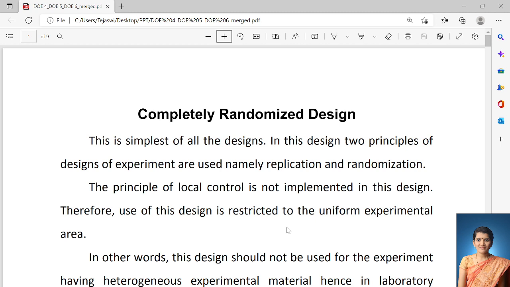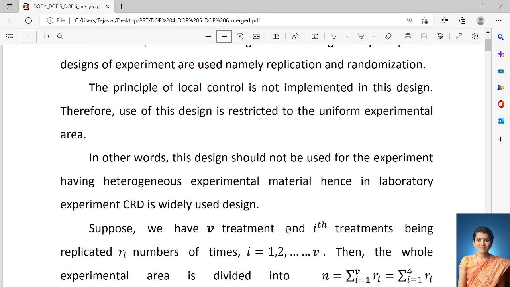If the area is heterogeneous, the completely randomized design cannot be used. If the experimental area is homogeneous, then and only then do we use completely randomized design. In other words, this design should not be used for experiments having heterogeneous experimental material. Hence, in laboratory experiments CRD is widely used.